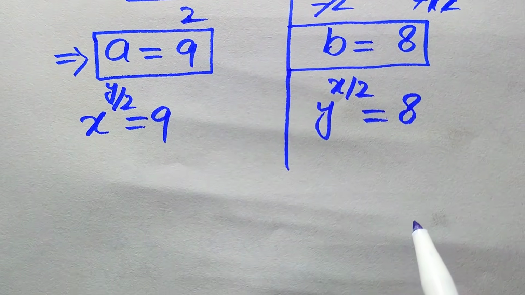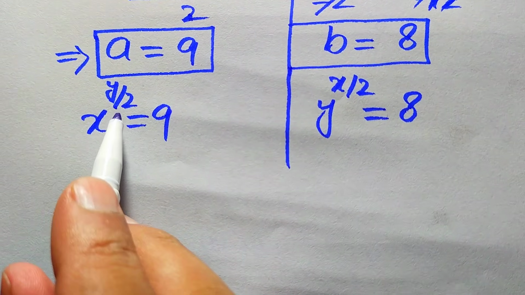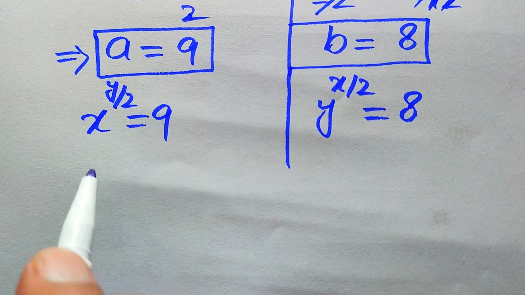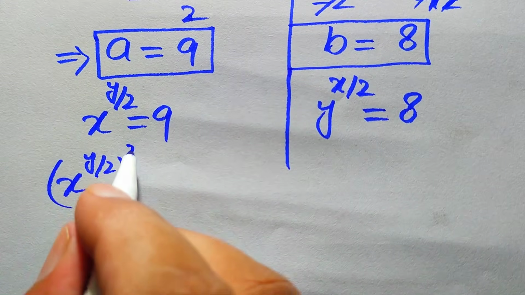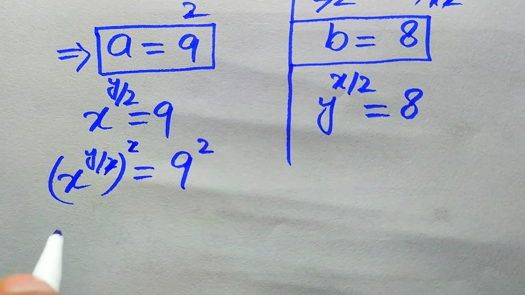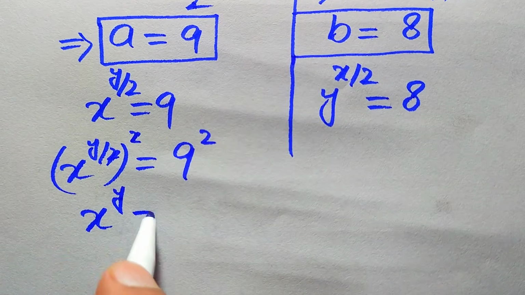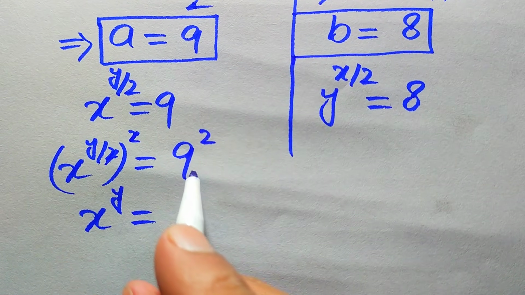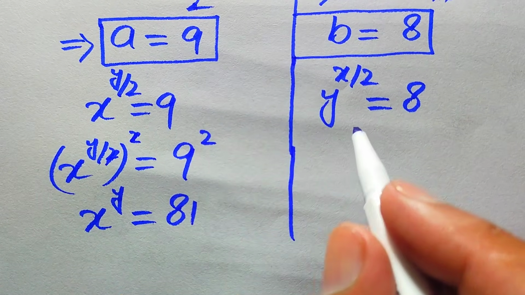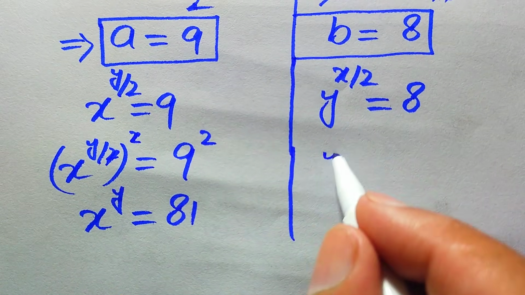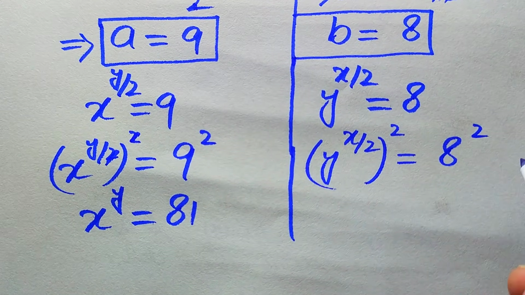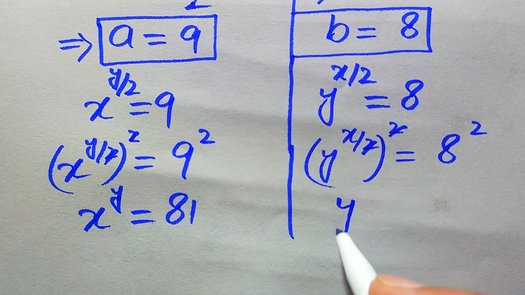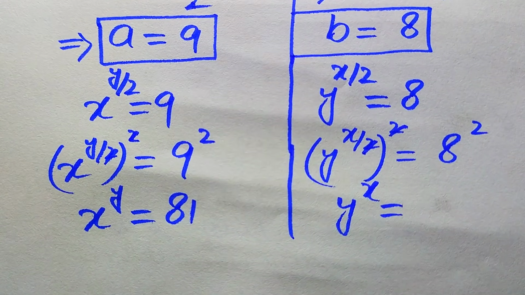So now here you see that first we need to remove this square sign, and for this we take squaring on both of the sides. So when we apply squaring, this 2 and this square are gone, and we get x to the power of y is equal to, this becomes here 81. And now in the same pattern we again apply squaring on these terms, and we get y to the power of x over 2 and its whole square is equal to 8 square. This 2 and this 2 are gone, and we get here y to the power of x is equal to 8 square becomes here 64.